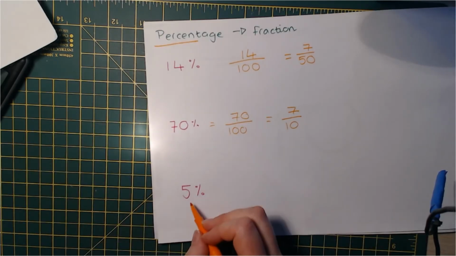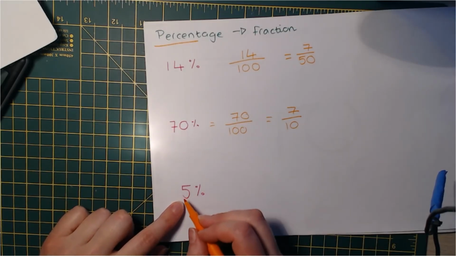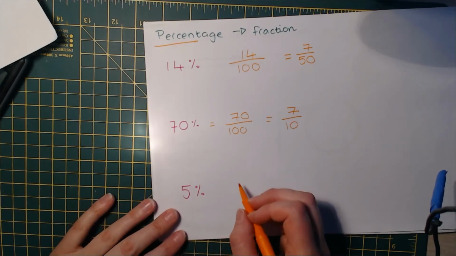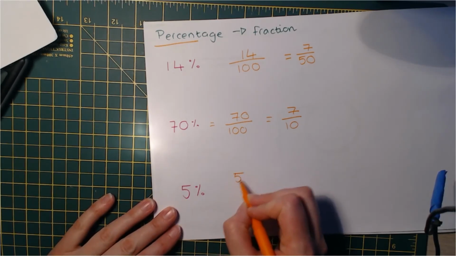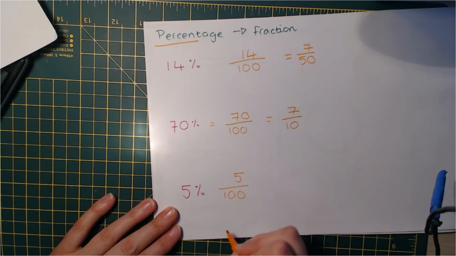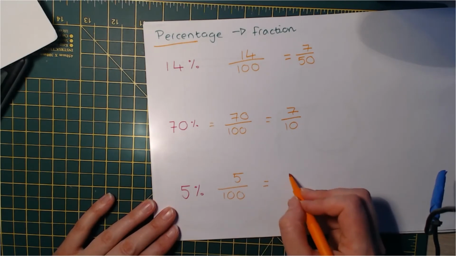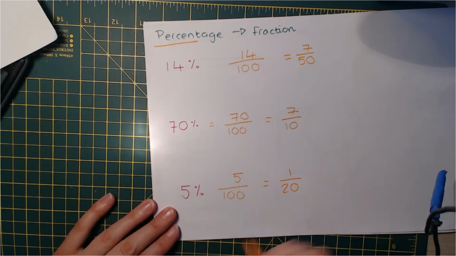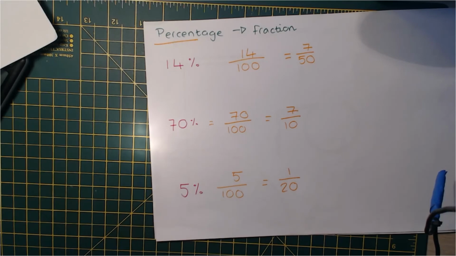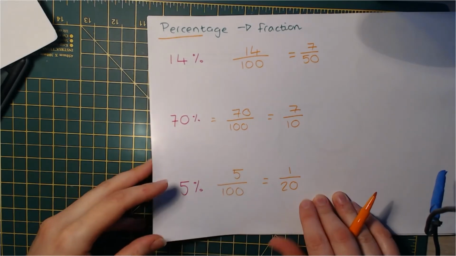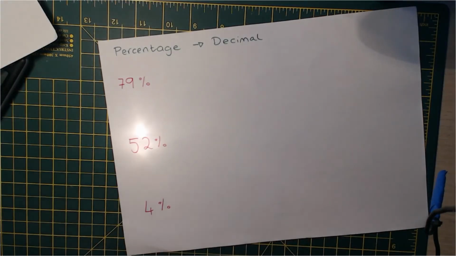And the last one, be careful again here, with these small numbers, the ones that are less than 10, that's where people seem to slip up. We get 5 out of 100. It's still out of 100. And we can simplify that, both divisible by 5, and it will give us 1/20th. So that's percentage to fraction, and the last one is percentage to decimal.